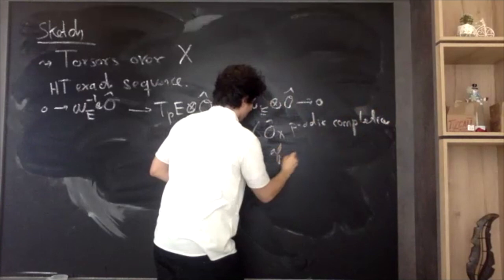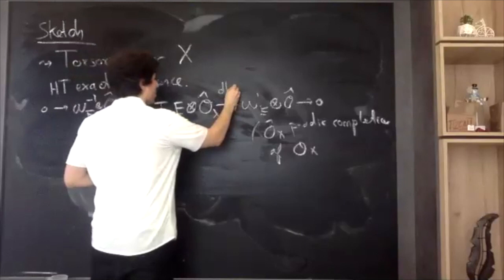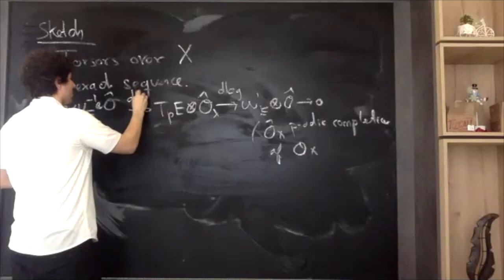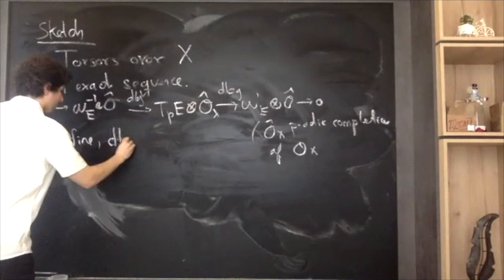So, well, a way to write down these maps, since these sheaves are actually one-dimensional, is some D-log maps using the notation of Andreatta-Iovita-Stevens. And what we do next is to define this D-log and D-log dual for torsors.